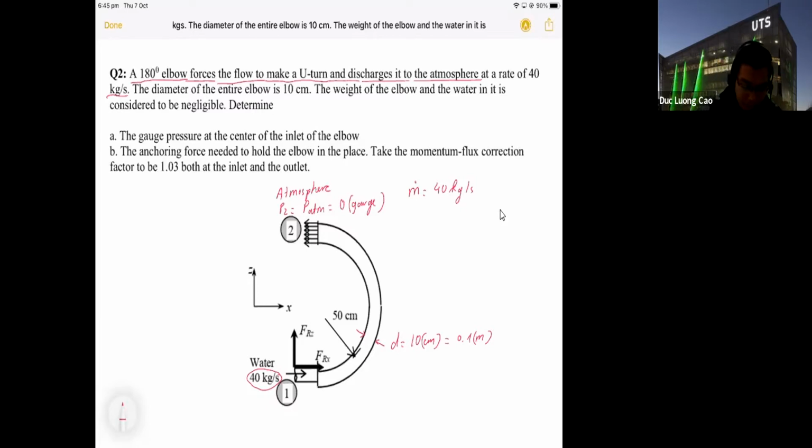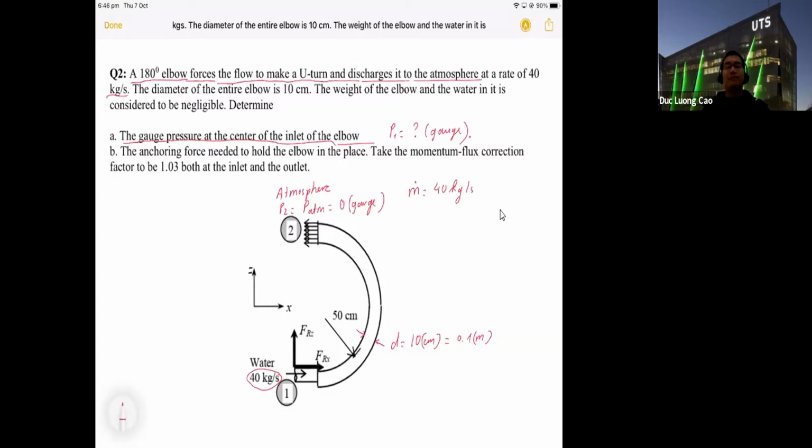Question A: find the gauge pressure at the center of the inlet of the elbow. This means you find gauge pressure P1. Question B: find the actuating force needed to hold the elbow in place. Take the momentum flux correction factor to be 1.03. Now we will focus on question A first: find P1.